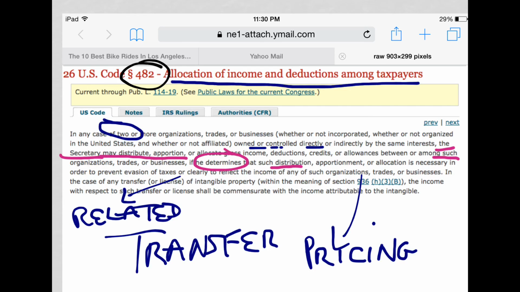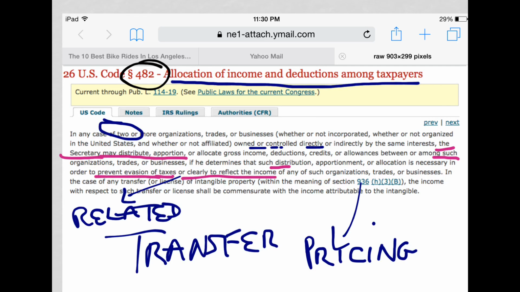that such distribution, etc., is done in order to prevent the evasion of taxes. So the Secretary's redistribution of transfers and the pricing thereof would be to prevent evasion of taxes, or even, as you can see in the language, to clearly reflect the income of any such related organizations, etc. Okay, so that's the basics, which we covered last night, the pricing or the transfer pricing rules.